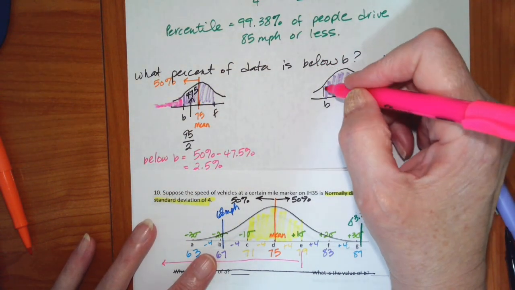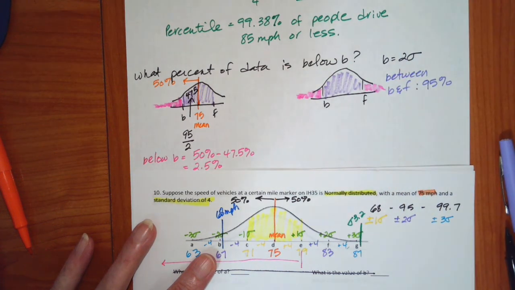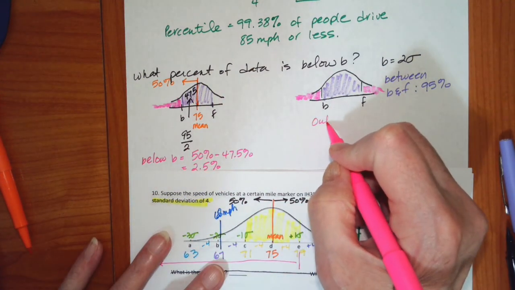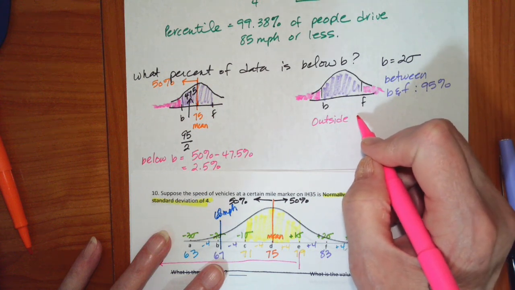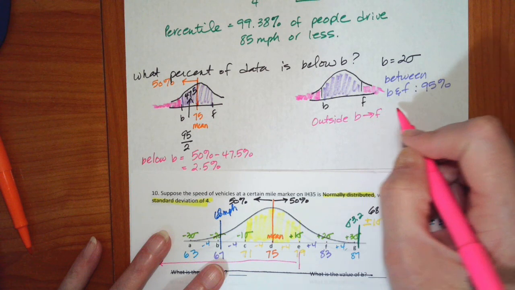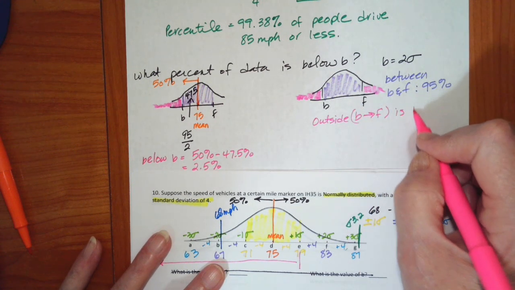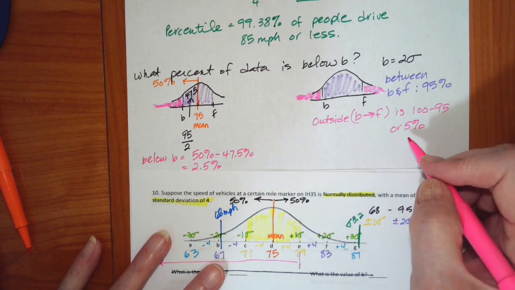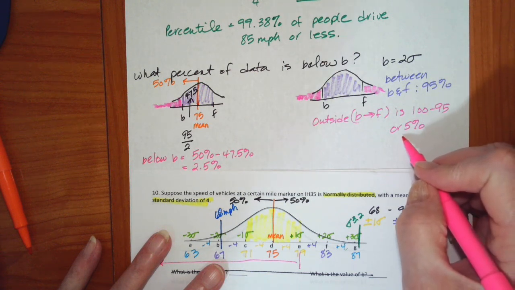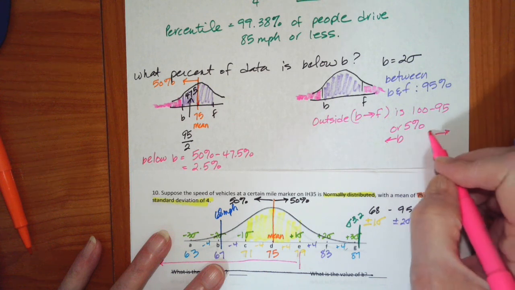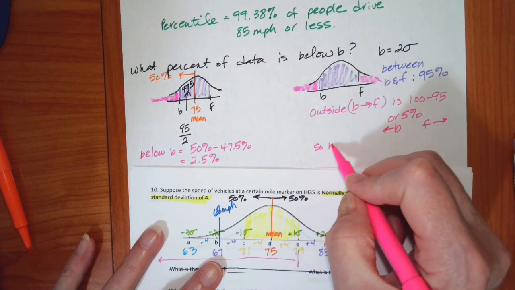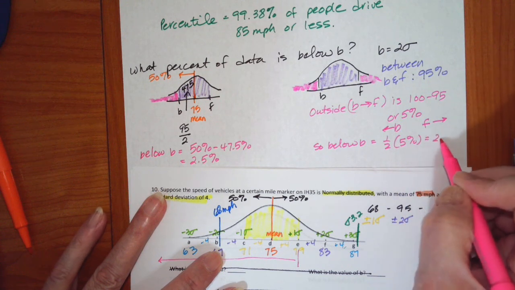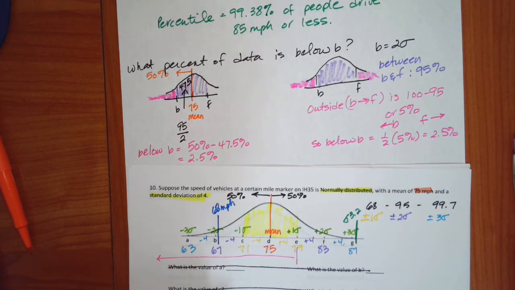Now the other way to look at it is that I know since B to F is 95%, outside B to F is 100 minus 95, or 5%. So that 5% is below B, less than B, and greater than F. So below B is half of 5%, which is 2.5%. So again, you can do it either way.